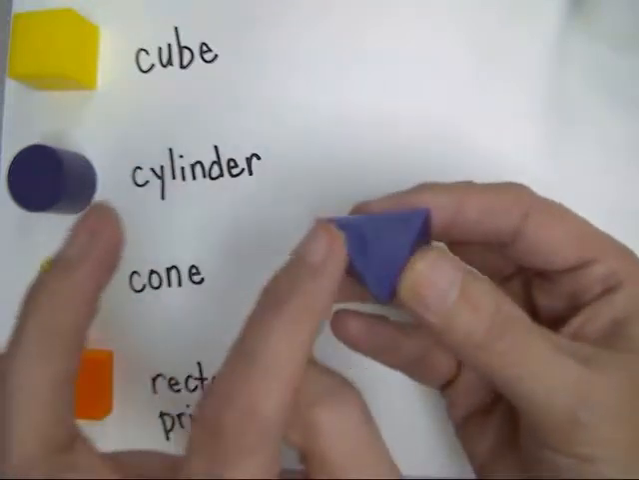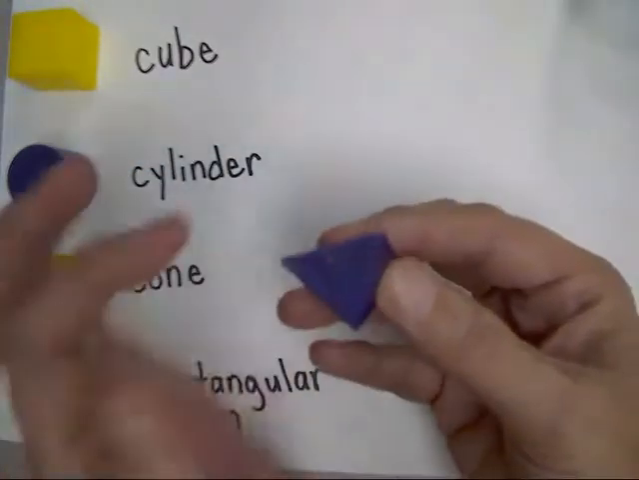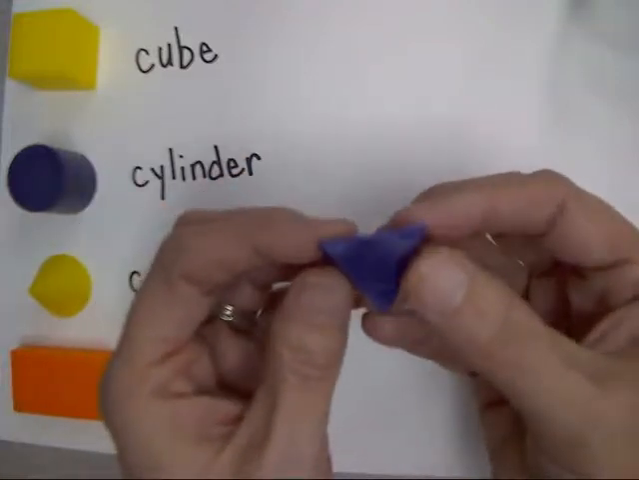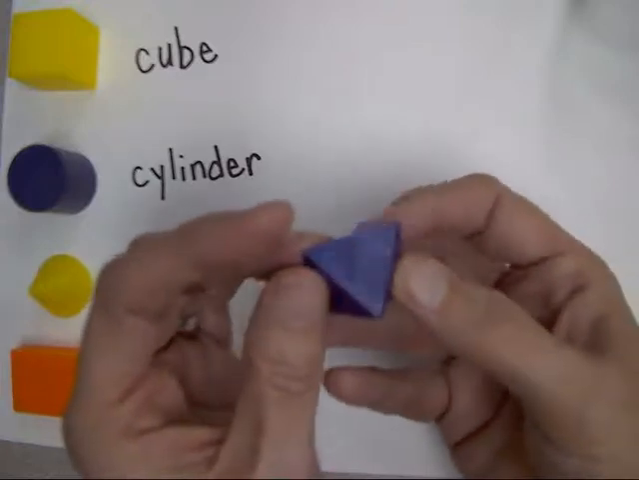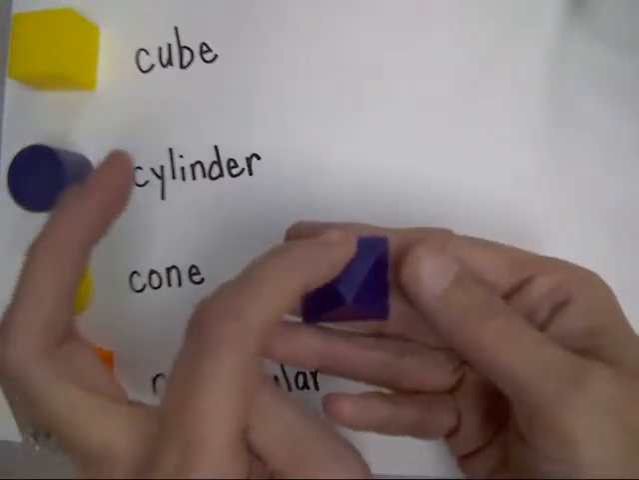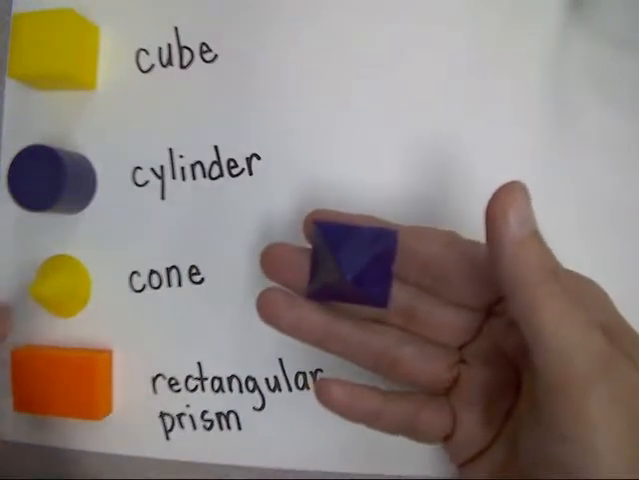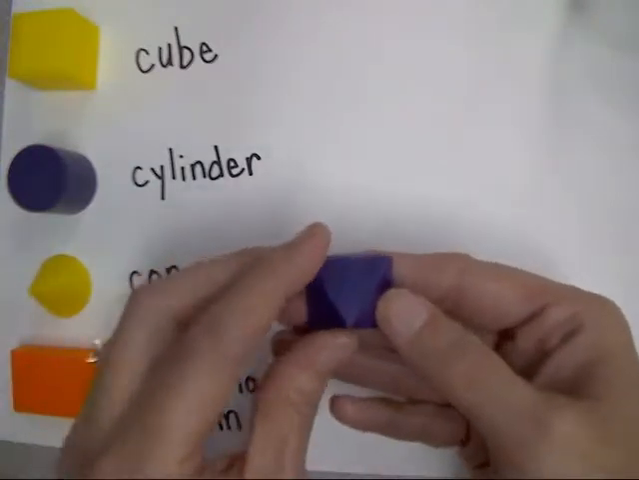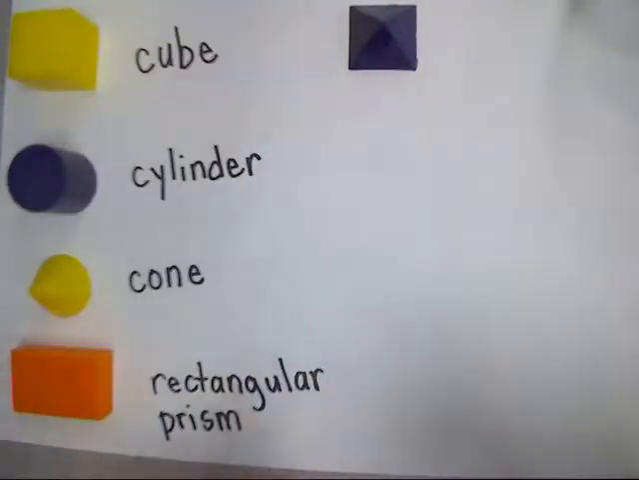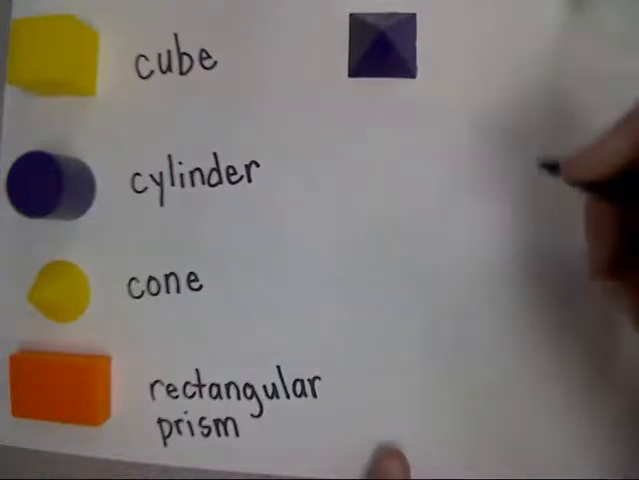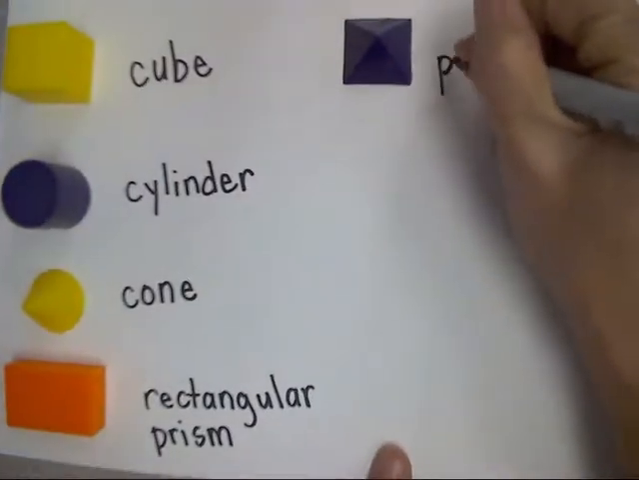And a triangle has 3 sides. And then we turn it and there's another triangle. So there are actually 4 triangles that come together a little bit like the cone, isn't it? This shape is called a pyramid. Can you say pyramid with me? Pyramid.